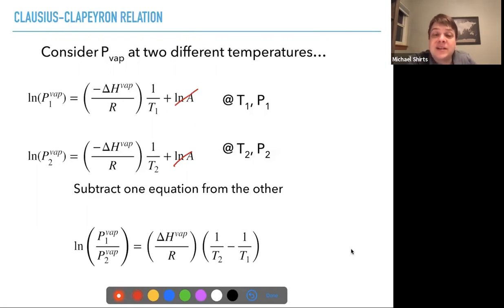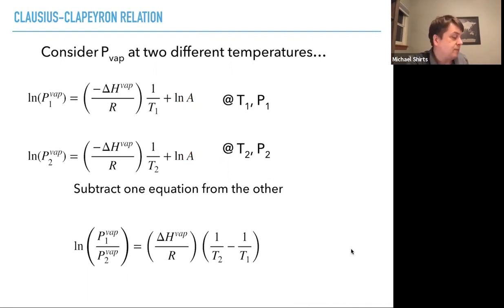which is really nice because it allows you to make a couple measurements and from that estimate the heat of vaporization. Or if you know the heat of vaporization and you know the vapor pressure at one temperature, you can calculate the vapor pressure at another temperature because of this fixed mathematical relationship.